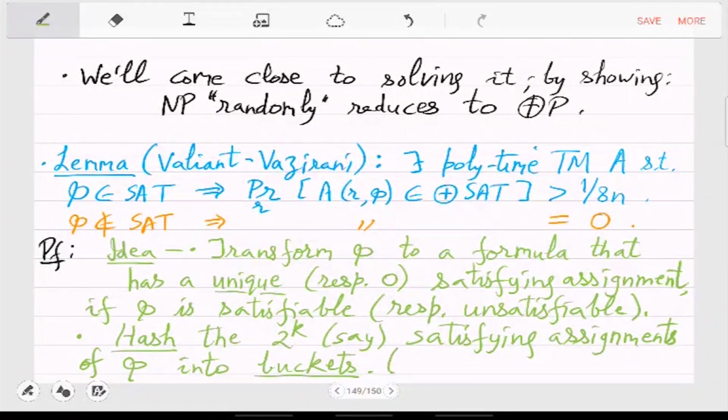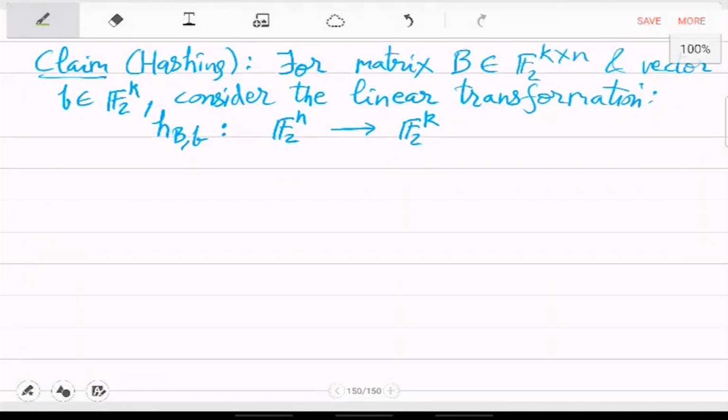So, 0 1 to the n is mapped to 2 raised to k buckets. Okay, that is the idea. So the ambient space shrinks, and technically we achieve it by using linear algebra. F2 to the n is shrunk to F2 to the k, where the relevant parameter t is coming from how many satisfying assignments there were. Okay, so let's move forward with this implementation.